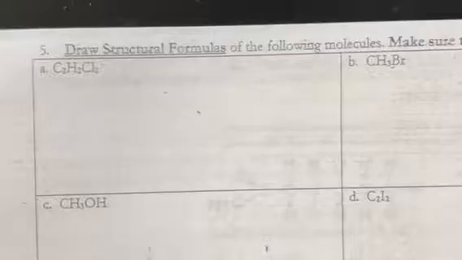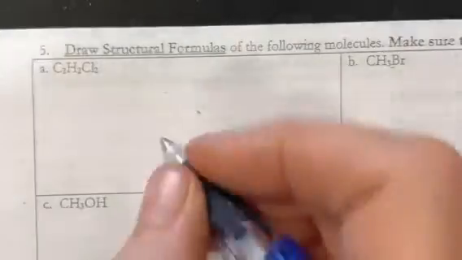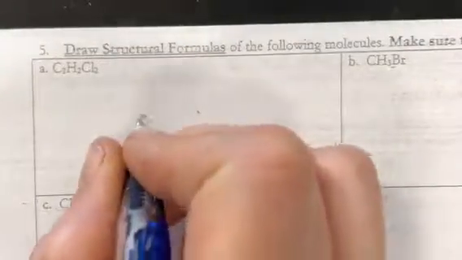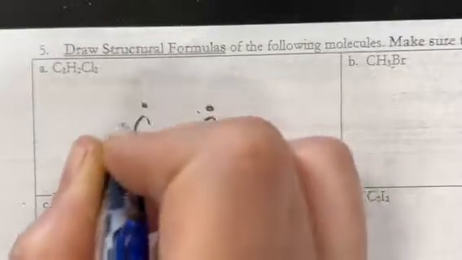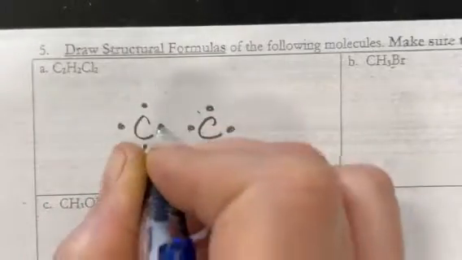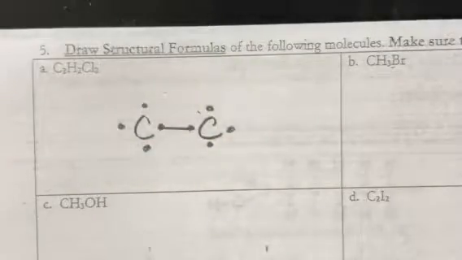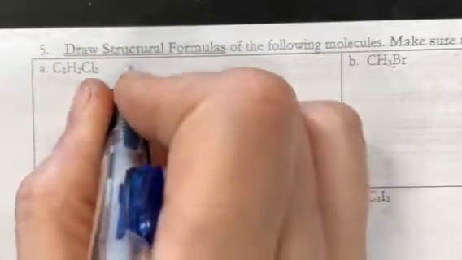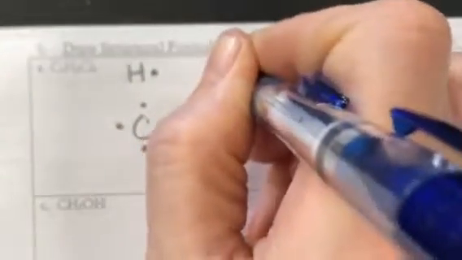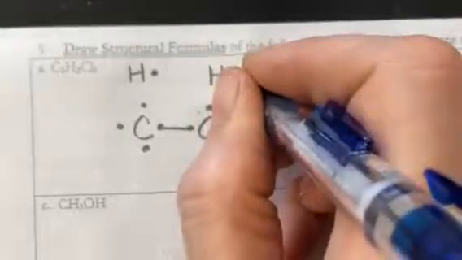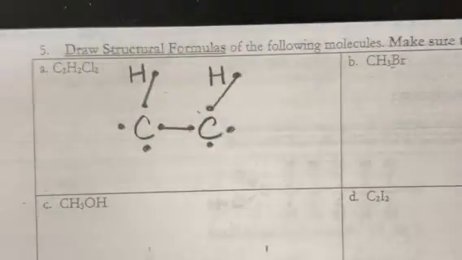So we've got C2H2Cl2. The first thing I need to do is draw the valence electrons for carbon. I'm going to connect those two because they are connected. And then I'm going to make sure both of these get one of those hydrogens. So this one has a hydrogen and this one gets a hydrogen. So I'm going to draw those like that.